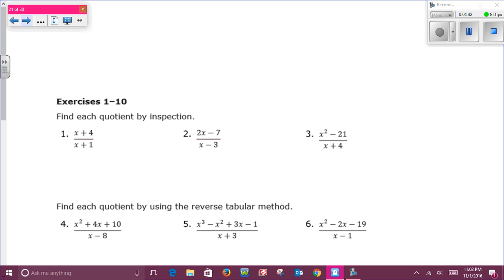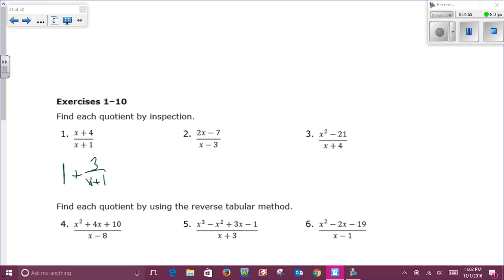All right, next page. Find each quotient by inspection. Well, if I'm looking at these, I know that x is going to go in there one time, and I will have 3 left over, so it's 3 over x plus 1.